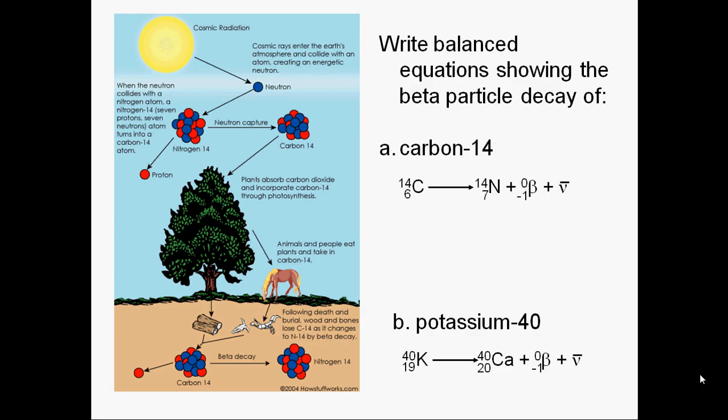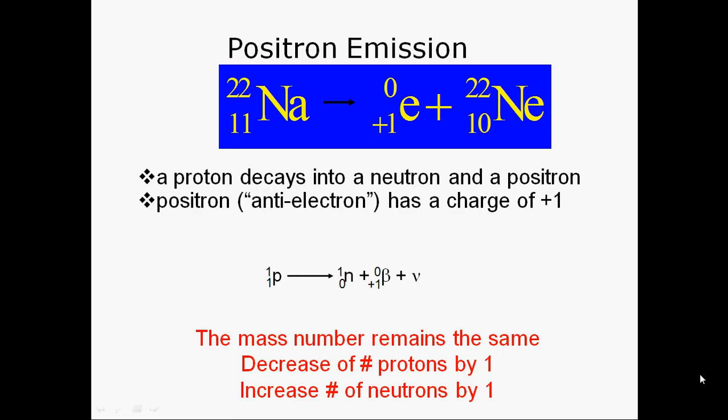Third type of nuclear decay is positron emission. Now this is very similar to beta decay, except instead of releasing an electron, what we're doing is releasing a positron, which again is like an electron, but with a positive charge instead of a negative charge. Now what happens here is that our mass number again stays the same, but our number of protons decreases by 1 because we've had a proton that turns into a neutron and a positron. So as a result, our atomic number decreases by 1.